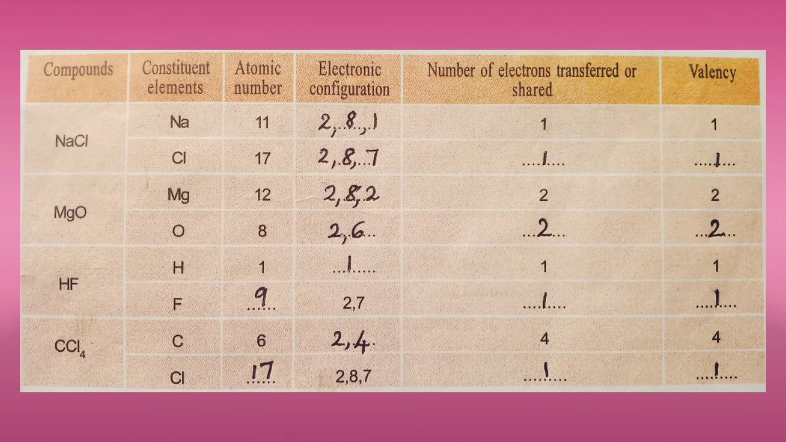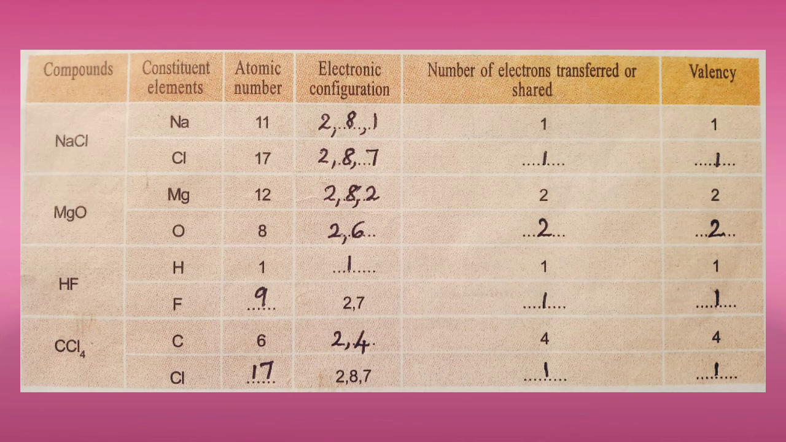The first compound given in the table is sodium chloride. Constituent elements: sodium and chlorine. Sodium, atomic number 11, electronic configuration 2, 8, 1. In the formation of sodium chloride, sodium donates 1 electron to chlorine. So the number of electrons transferred by sodium is 1. Hence, the valency is 1.